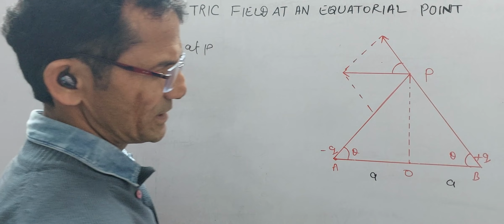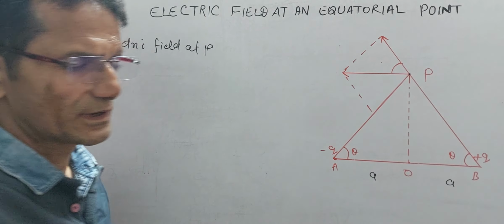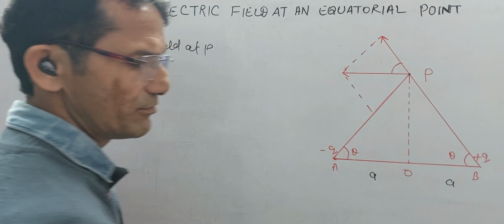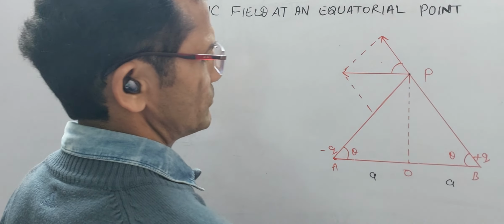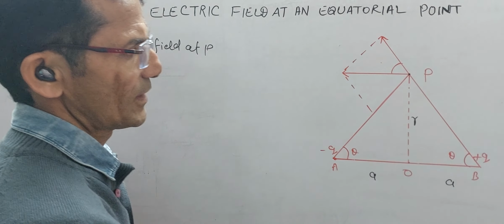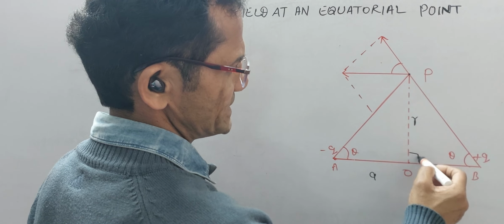This is your equatorial line, and this is the point P where we need to find the electric fields due to minus q and plus q. This minus q and plus q form an electric dipole. Now let us suppose OP has a distance of r, and this is r and this is a, and this will be 90 degrees.